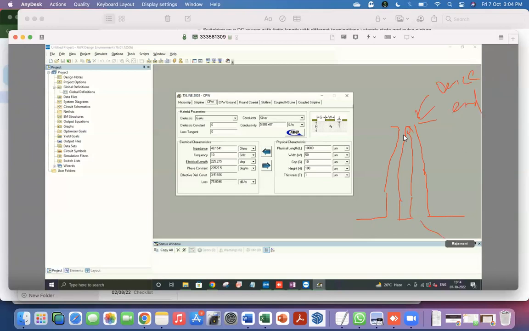But here you want to connect it to some connector where you can bring your signal in. So it has to be much bigger. And this transition has to be smooth. 50 ohms have to be maintained. So CPW allows you to do that.